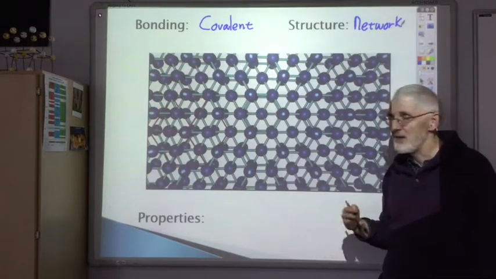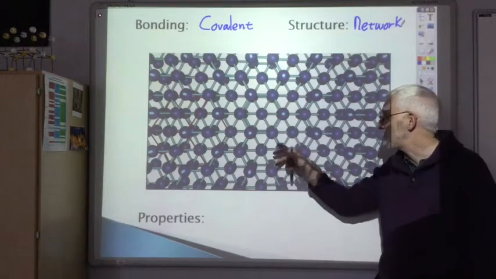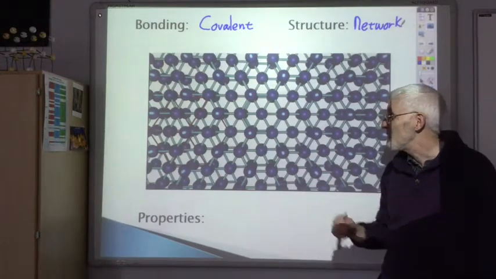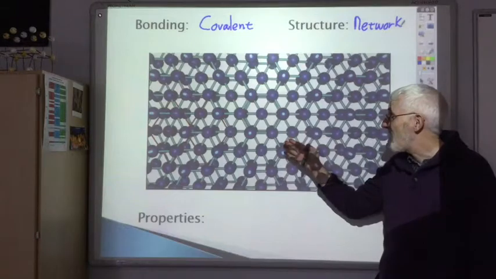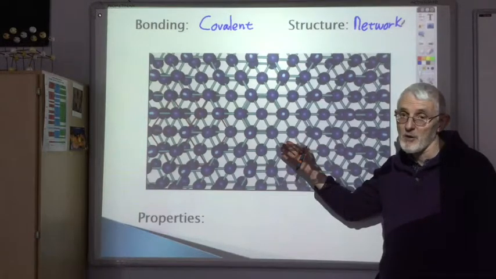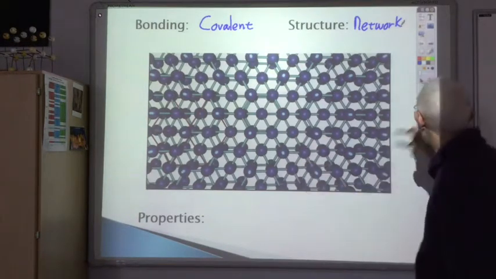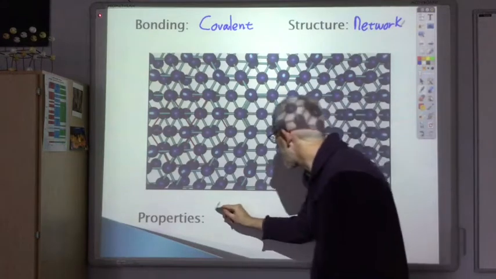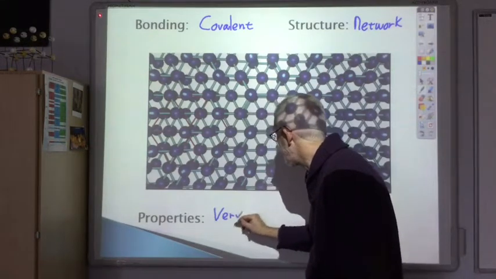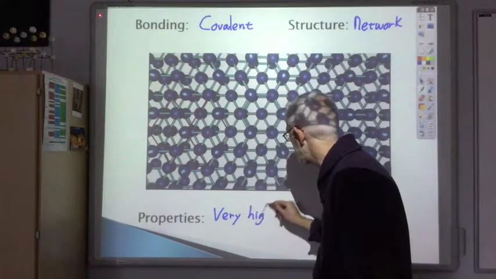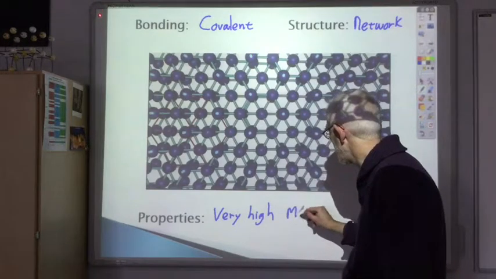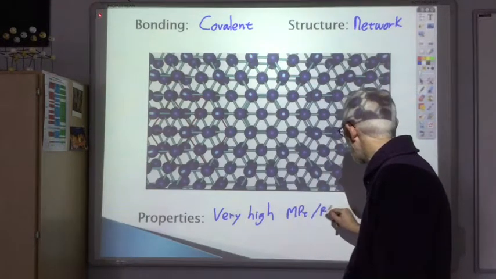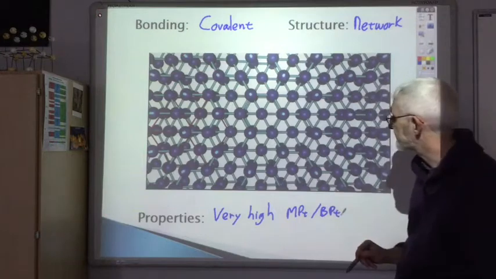So if you want to melt or boil this, you have to break a strong covalent bond. Okay? Not a pathetic intermolecular force, but a strong covalent bond. So they're really hard to melt and boil. They have very high melting and boiling points because you've got to break a strong covalent bond, not a weak intermolecular force.